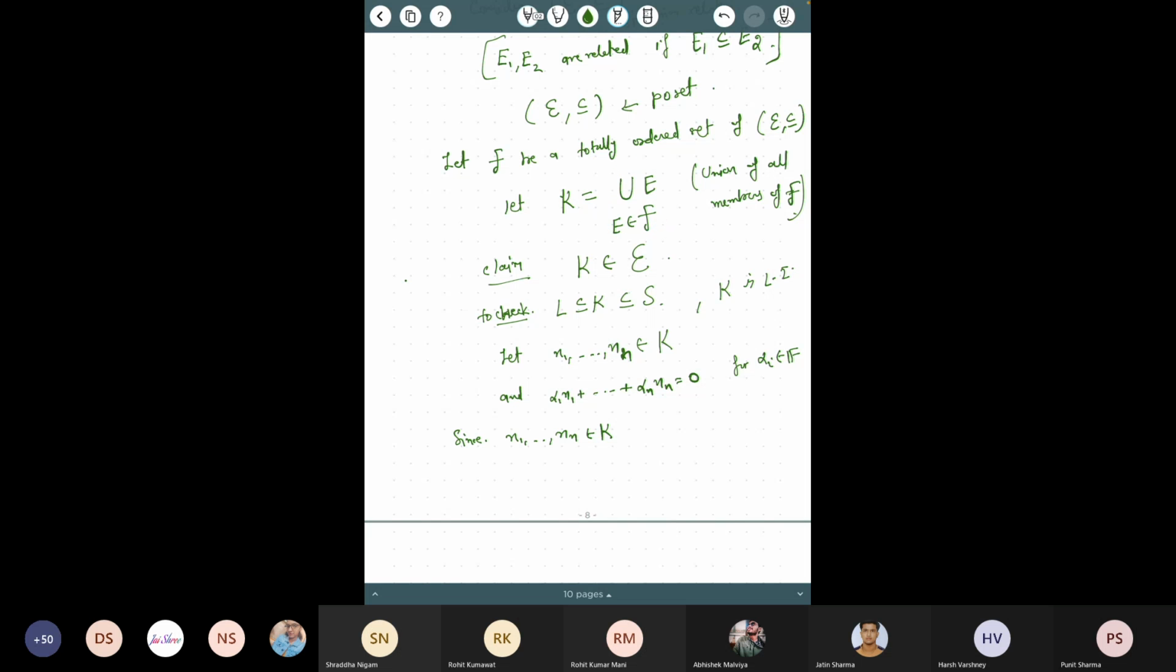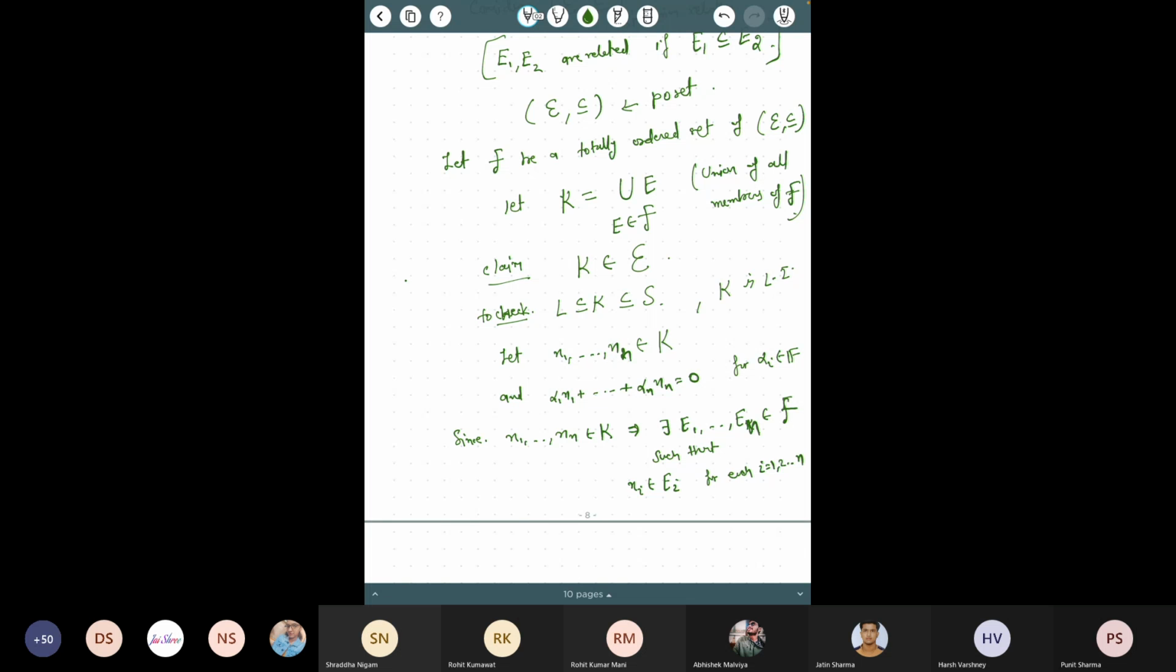What does it mean? It means that there exist some E1 to Ek in the totally ordered set F. I don't know what these E1 to Ek are, but because the vectors are in the union, there would be some E1 to Ek in F such that xi belongs to Ei, for each i equal to 1 to n.